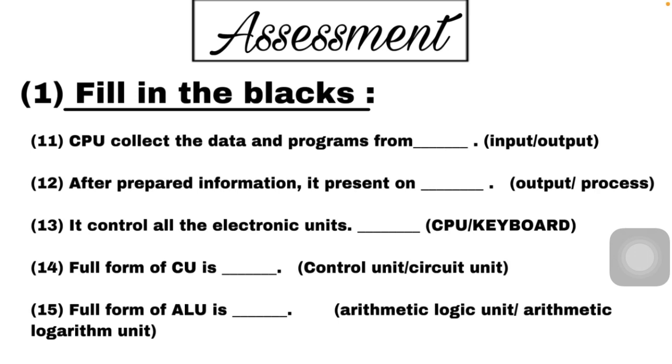Now 13th one, it controls all the electronic units. So who controls all the electronic units? Simple, CPU controls all the electronic units, because the keyboard is mainly used for typing, right? So CPU controls all the electronic units. Now 14th one, full form of CU. The full form of CU is control unit. Now full form of ALU. So full form of ALU is arithmetic logic unit.